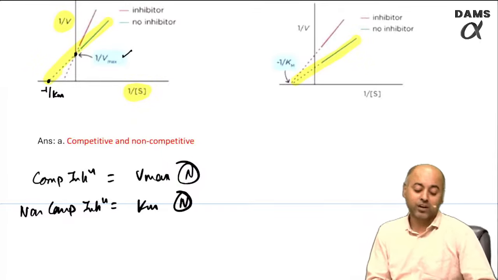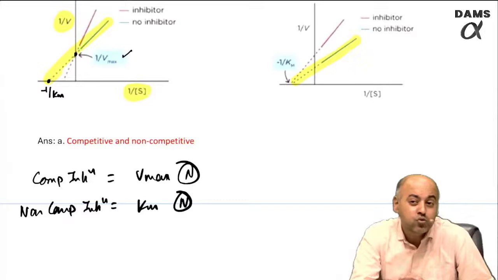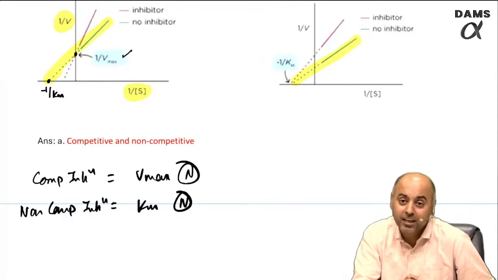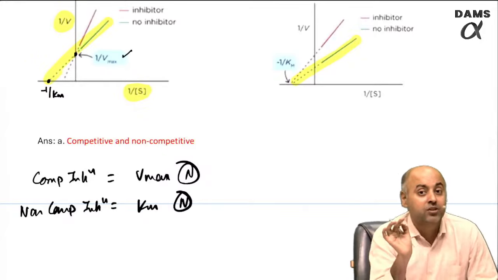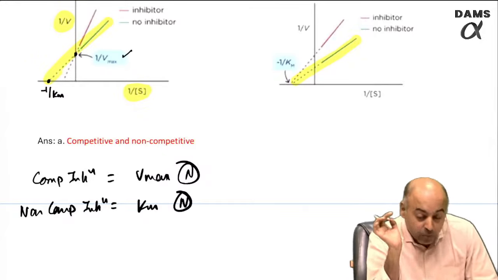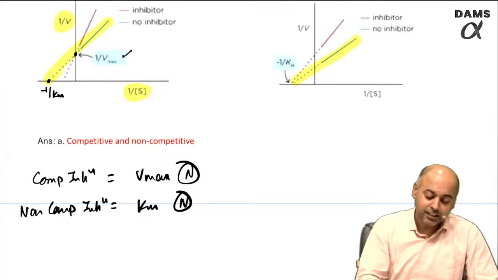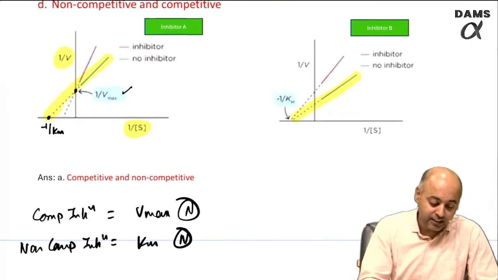These two values are known to you. If you remember just these 2 points when you talk about enzyme inhibition, that in competitive inhibition the Vmax remains normal, and in non-competitive inhibition the Km remains normal, then it is very easy to identify these graphs.